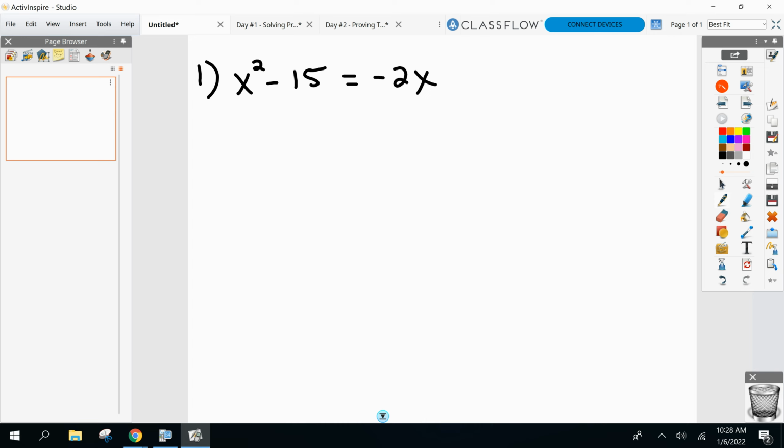X squared minus 15 equals -2x. And I'd like you to do this by factoring, please. Nobody in any group use quadratic formula. Do it using factoring. Call me over when everybody is in agreement.